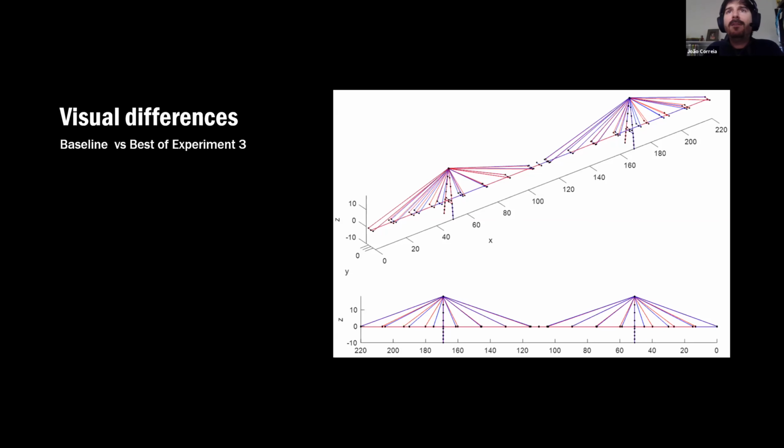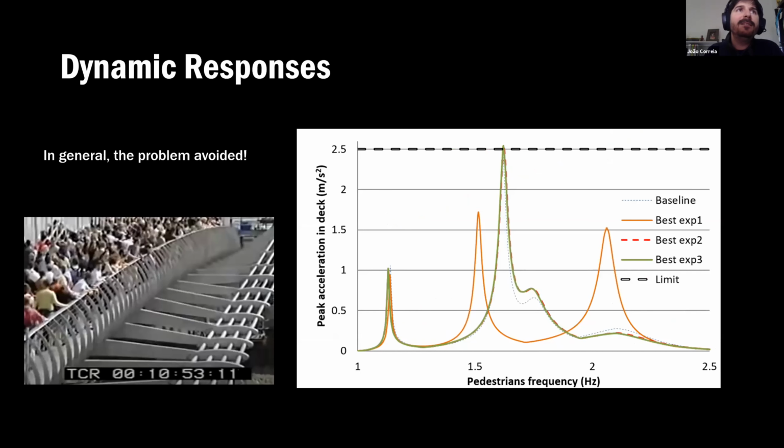What does this all mean? What is the impact of this? Basically, we can see that in general, with these approaches, we could avoid something that happened even with a famous bridge, the Millennium Bridge of London. When people were traversing the bridge, it started to wobble a bit. It didn't collapse or anything like that, but the wobble is not a good thing to happen.